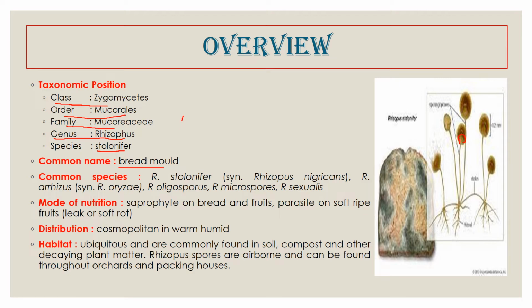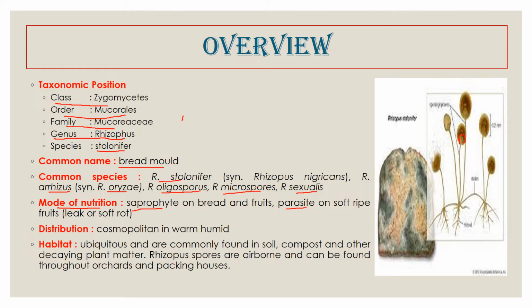Apart from Rhizopus stolonifer or nigricans, there are other species. Very common species are Rhizopus arrhizus, which also goes by the name Rhizopus oryzae. Then we have Rhizopus oligosporus or Rhizopus microsporus, and Rhizopus sexualis. So these are the common species of Rhizopus. Their mode of nutrition is mostly saprophytic, but it can have some weak parasitic relation also, and it can grow on soft fruits as well as vegetables.